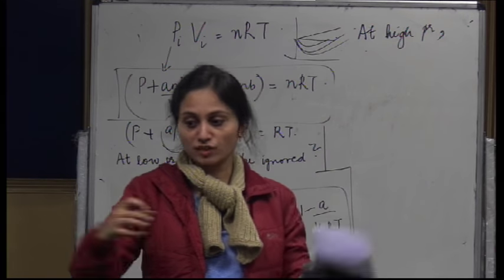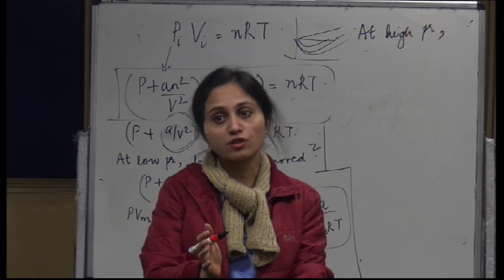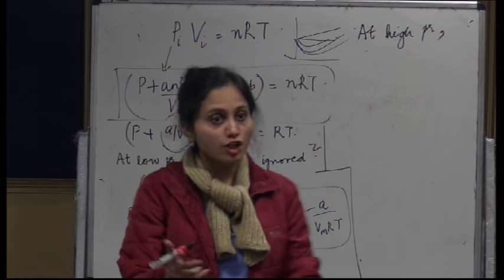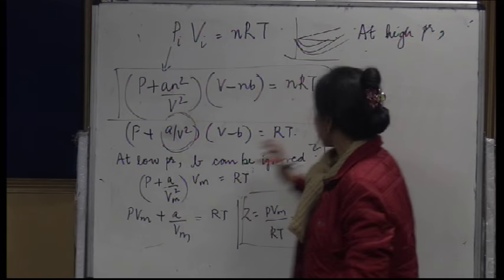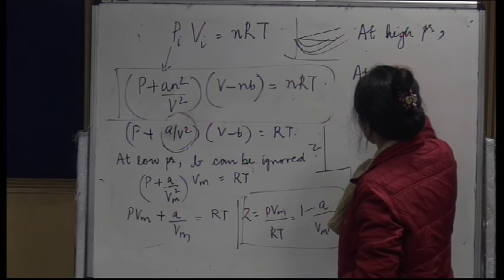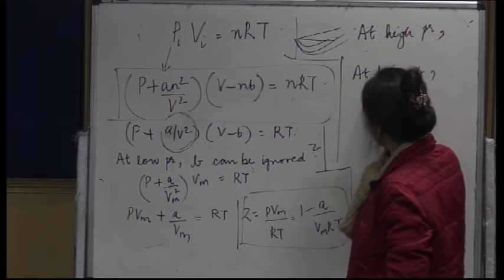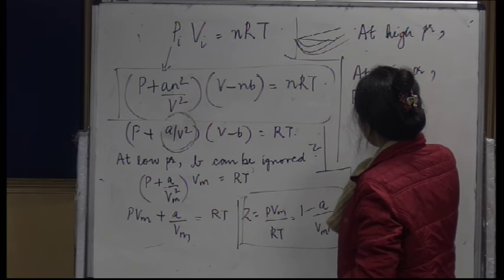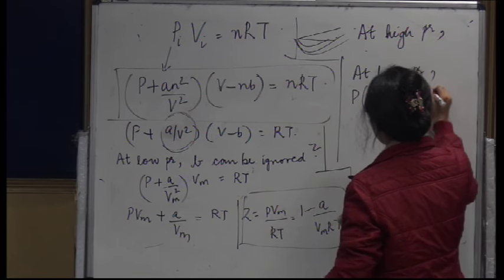When will the forces of attraction exist? When there is some distance between the molecules. And if the pressure is high, then the forces of attraction factor can be ignored. So in that case, we ignore this A by V square term. Now you tell me, at high pressures, what will the mathematical expression reduce to? It will be P into Vm minus B is equal to RT.